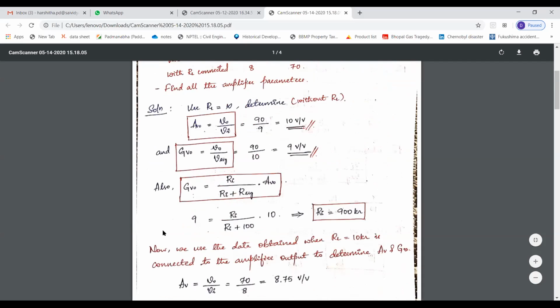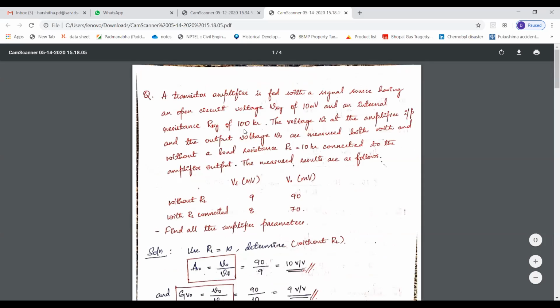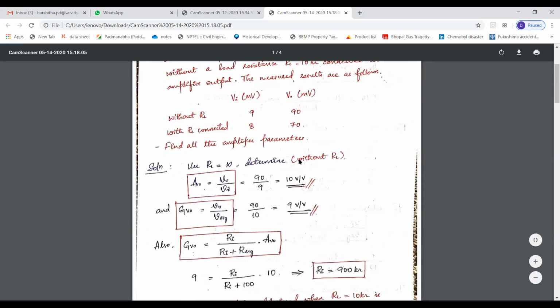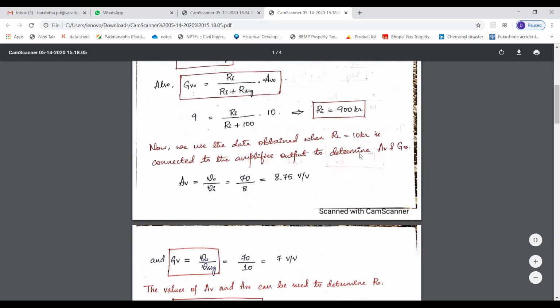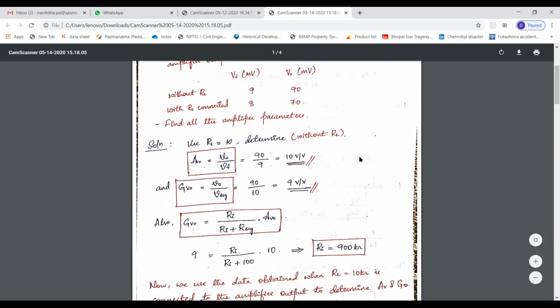And now we know that Gv0 is equal to Ri by Ri plus Rsig into Av0. So now I'll substitute the value of Av0 that I got, and Rsig value is given in the problem itself as equal to 100 kilo ohm. So I'll substitute, and here Gv0 I got as equal to 9 volt per volt. So the unknown term in this equation is only Ri. So upon simplification, we will get Ri as equal to 900 kilo ohm. So these are the three parameters that are to be found out when RL is not connected.